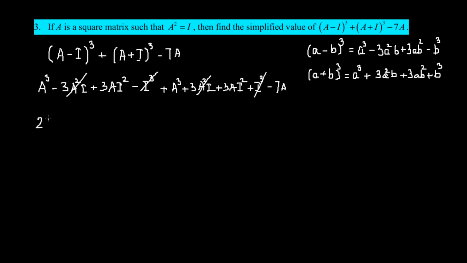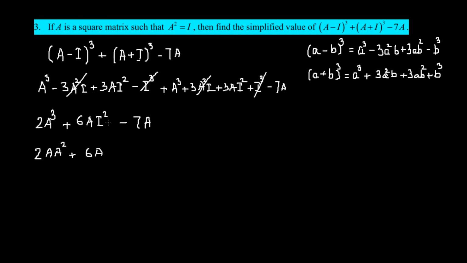Now we're going to combine A cubed and A cubed. There are two like terms, so that would give us twice A cubed. And we'll combine the 3A I squared terms. There are two of them, so we'll have 6A I squared. And the remaining term, which is minus 7A. Now 2A cubed can be rewritten as 2A times A squared. Then we have 6A.